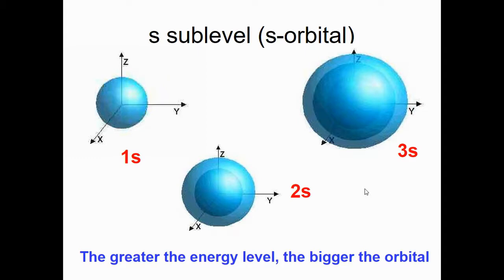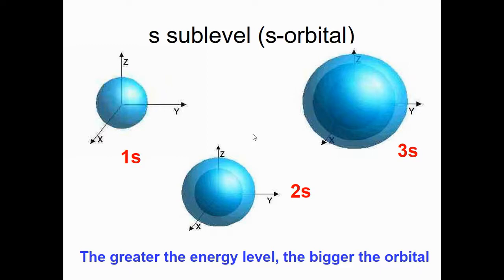Your p orbitals on the second energy level are going to be smaller than your p orbitals on the third energy level. The lower the energy level, the smaller the orbital. The larger the energy level, the larger the orbital.